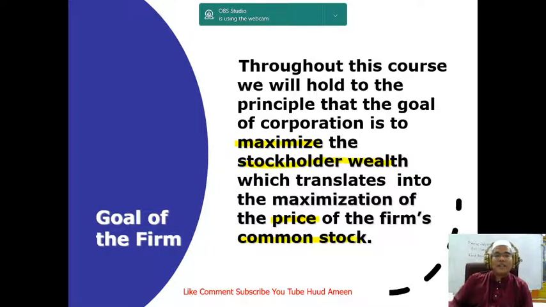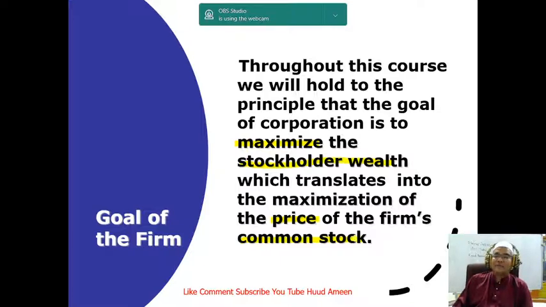So you, as the financial manager at the company, your role is to maximize the stockholder wealth, the owner's wealth or money, which translates into the maximization of the price of the firm's common stock. So in other words, you have to maximize the price of shares.